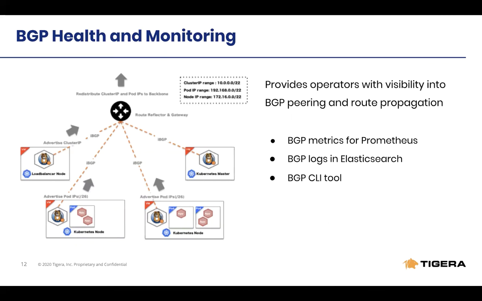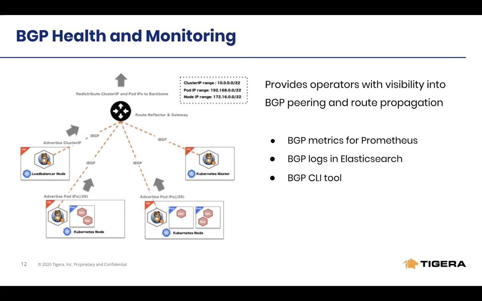And then finally, command line tools. If you want to be able to easily, from a centralized location, introspect the current state of BGP and the router that's on an individual node within your cluster, you can more easily do that.